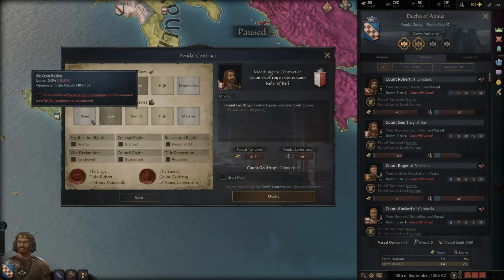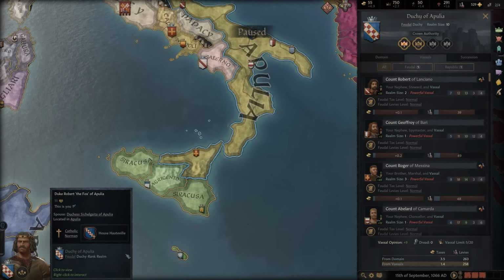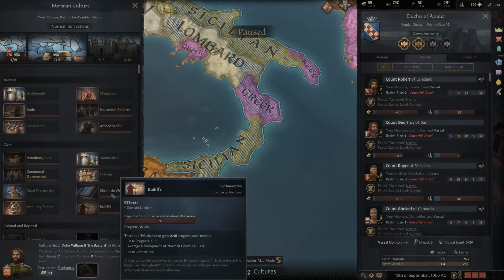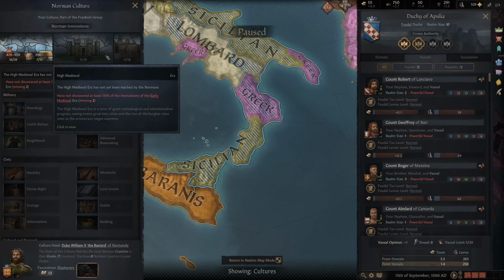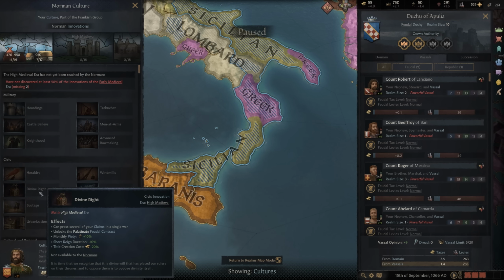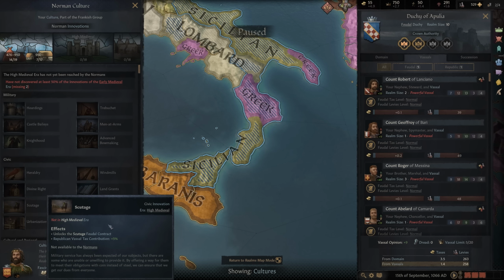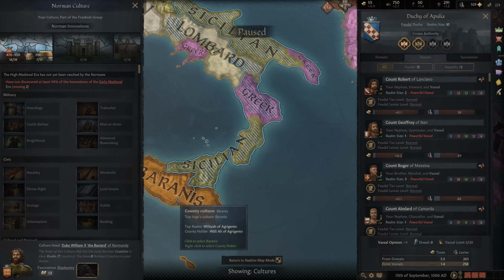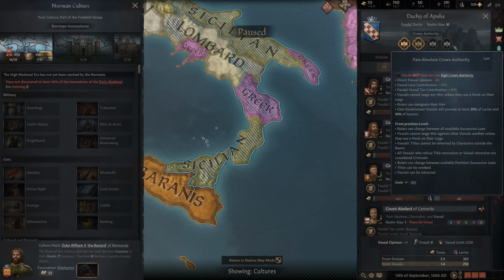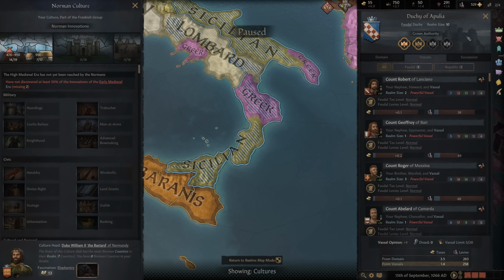Now, there is, of course, the special contract system. If we jump over here to the cultures once more, and I go over into the high medieval system, or I'm sorry, innovations, we can see that this gives us Palatinate. Or if we look at this one, Scutage will give us the Scutage feudal contract. So there are some additional feudal contracts that you can get from your innovations that you will probably be needing anyway for your crown authority. So it is worth talking about those things.